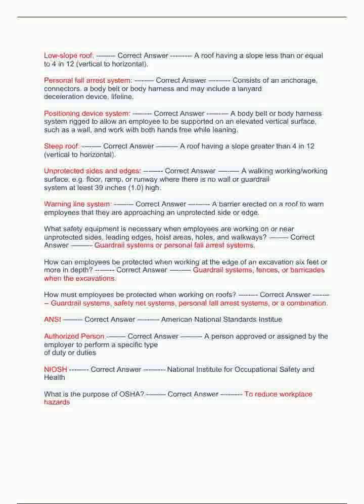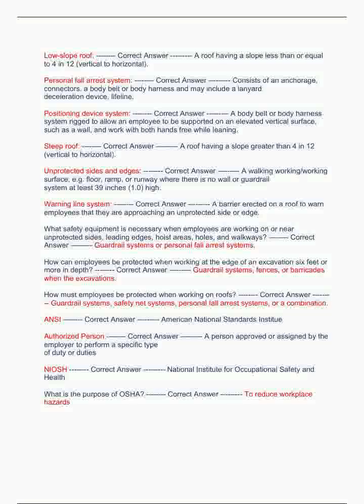Unprotected sides and edges. Correct answer: a walking, working surface, e.g., floor, ramp, or runway where there is no wall or guardrail system at least 39 inches high. Warning line system. Correct answer: a barrier erected on a roof to warn employees that they are approaching an unprotected side or edge. What safety equipment is necessary when employees are working on or near unprotected sides, leading edges, hoist areas, holes, and walkways? Correct answer: guardrail systems or personal fall arrest systems.